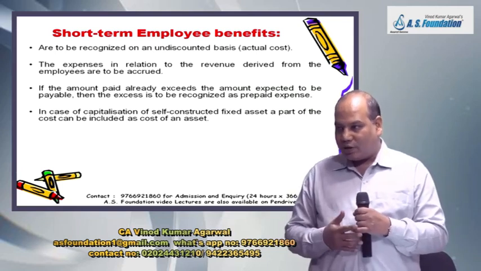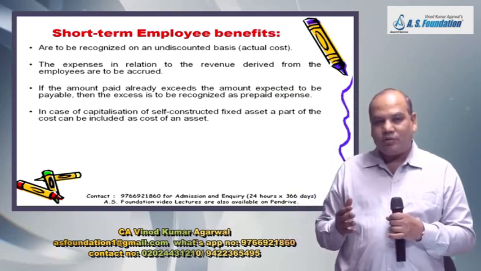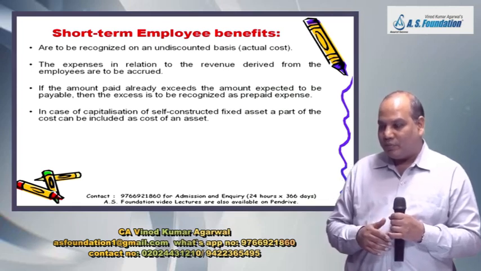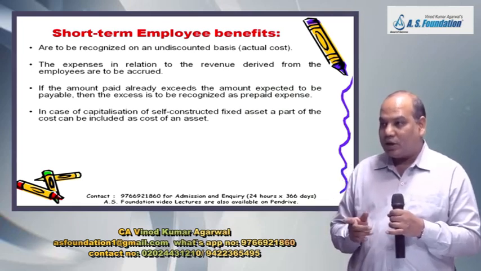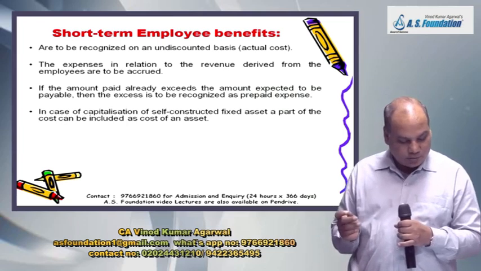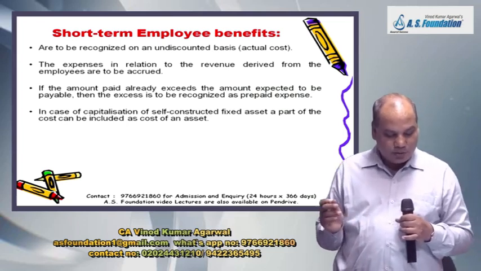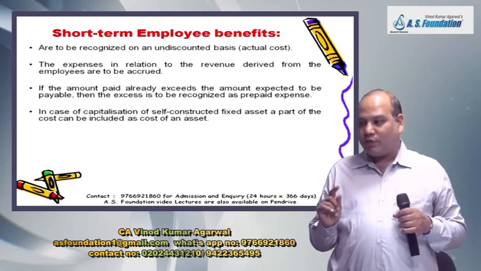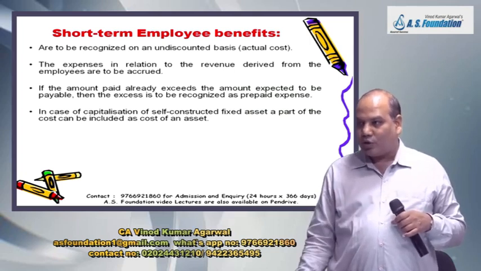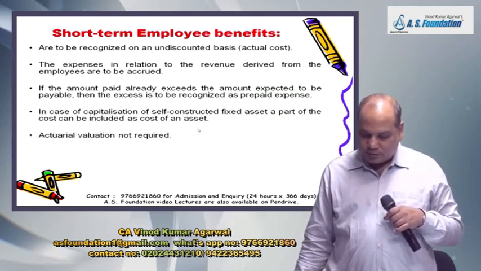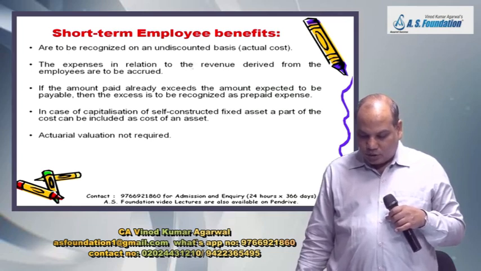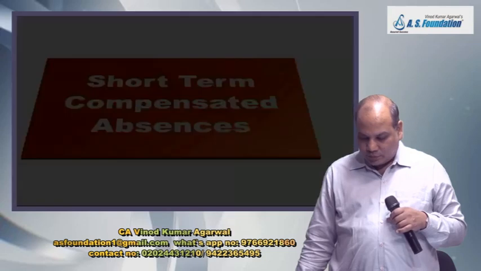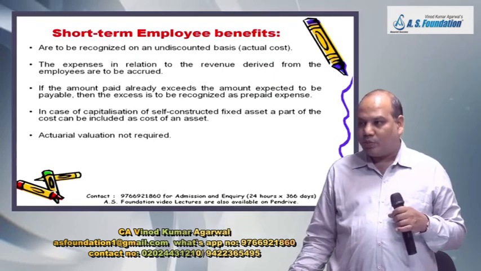Or under IAS 2 also, if the employee cost is production overhead, then it will be carried forward under the head inventory. Or under IAS 38, intangible asset, that also, example, write down. IAS 38 is also applicable. There you have learned the cost of labor will be added to cost of intangible asset. Actuarial valuation is not required. This is about short-term employee benefit.